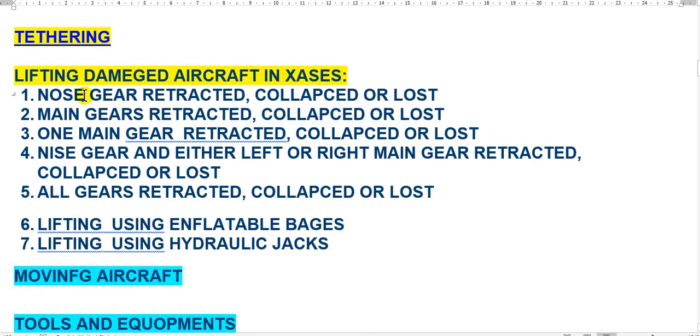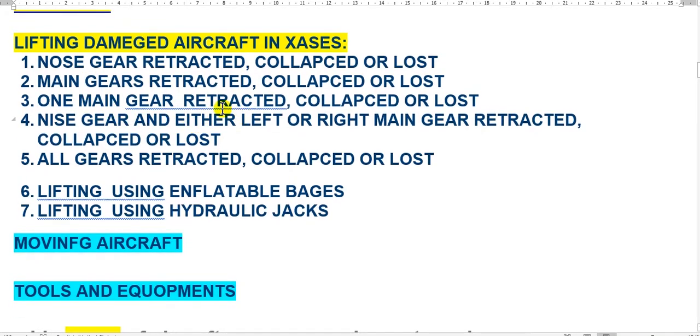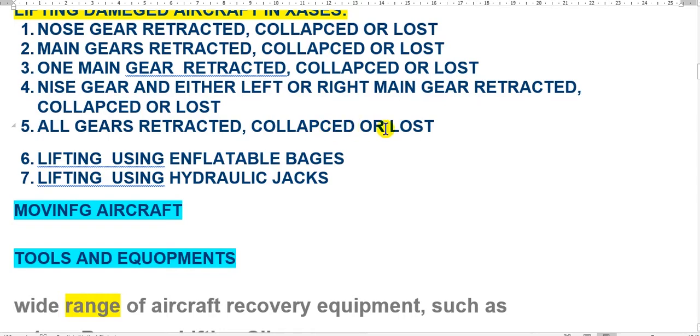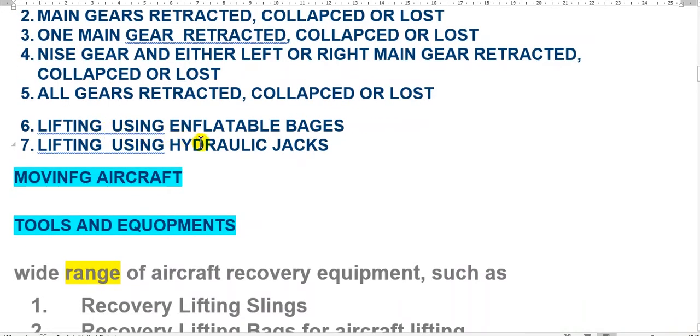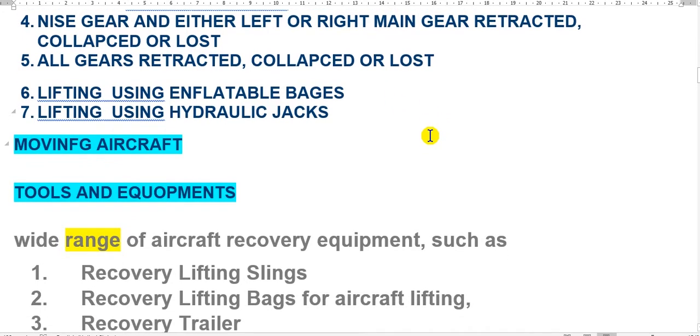The cases here. Case number 1: nose gear retracted, collapsed or lost. The second case: main gear retracted, collapsed or lost, either left or right. Then nose gear and either left or right main gear. Then all gears retracted, collapsed or lost. Here, lifting using inflatable bags, and lifting using hydraulic jacks. So you must take care that the aircraft does not slide left or right or move from its place.